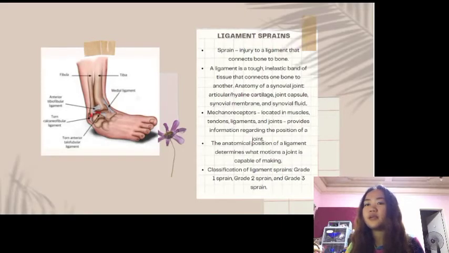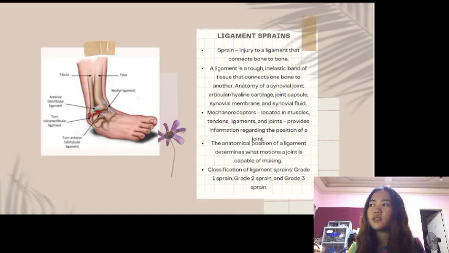So ligament sprains. A sprain is an injury to a ligament that connects bone to bone. A ligament is a tough and elastic band of tissue that connects one bone to another. The anatomy of a synovial joint has articular or hyaline cartilage, joint capsule, synovial membrane, and synovial fluid. Mechanoreceptors are located in muscles, tendons, ligaments, and joints. They provide information regarding the position of a joint. The anatomical position of a ligament determines what motion a joint is capable of making.